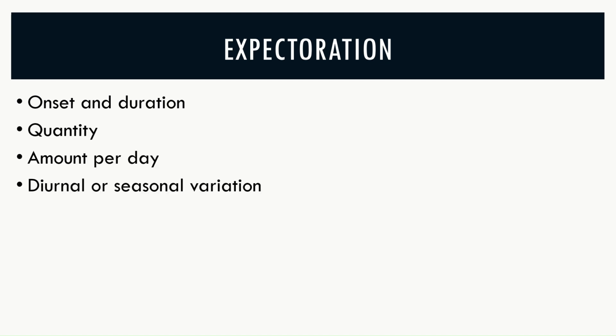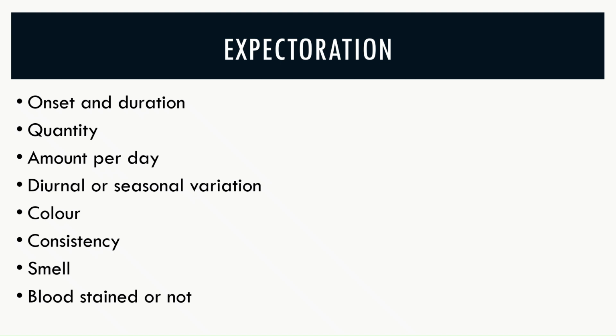Expectoration history includes onset and duration, quantity, amount per day, diurnal or seasonal variation, color, consistency, smell, and whether the sputum is blood-stained or not. These features provide important diagnostic clues. A large amount of purulent sputum may suggest bronchiectasis, while blood-stained sputum may occur in tuberculosis or malignancy.